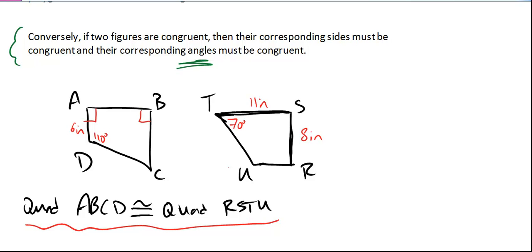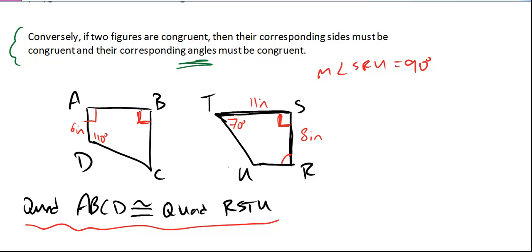But we should know right away, for instance, that the measure of angle SRU, which is down here, has to be congruent to the measure of BAD, right? So it has to be 90 degrees. Those angles must be congruent. We should know also that this angle up here is 90 degrees because it corresponds with angle B.